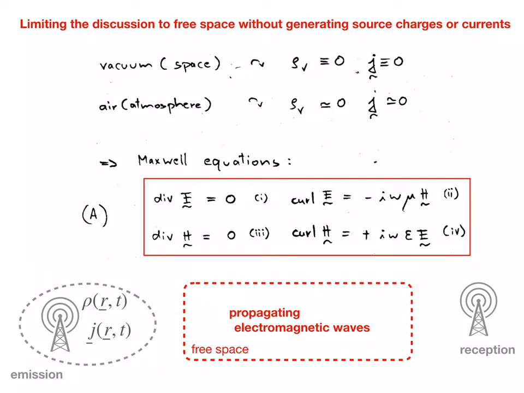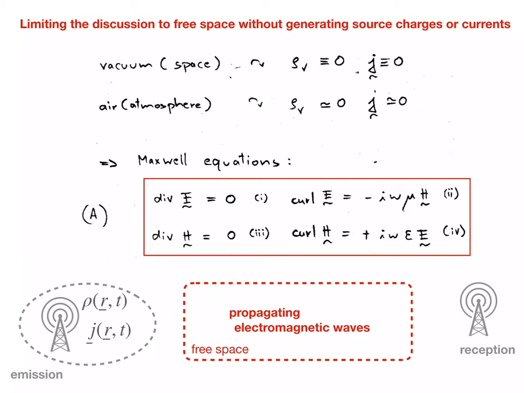Of course, there has to be a region in space somewhere where electromagnetic waves are emitted through time-varying charge and current distributions, but we are not looking at that region of space. Instead, we let the waves propagate into a region of free space where there are no charges and no currents. This region is indicated here by the red rectangle. In this region of free space, both the charge density ρ and the current density J are zero.